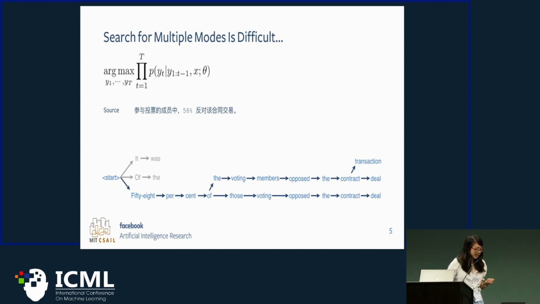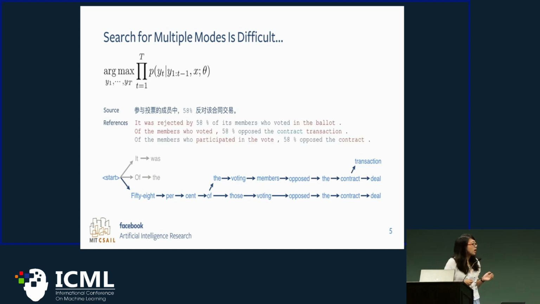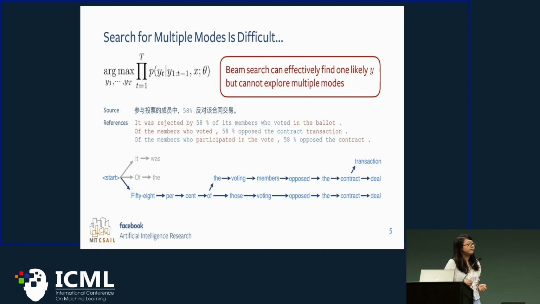We can see that the hypotheses produced by beam search typically have very low diversity, with only minor differences in the suffix. Yet human references are quite diverse, from "it was rejected by 58% of its members who voted in the ballot" to "of the members who voted, 58% opposed the contract transaction." So although beam search is often effective in finding one likely sequence of Y, it cannot explore these multiple modes.